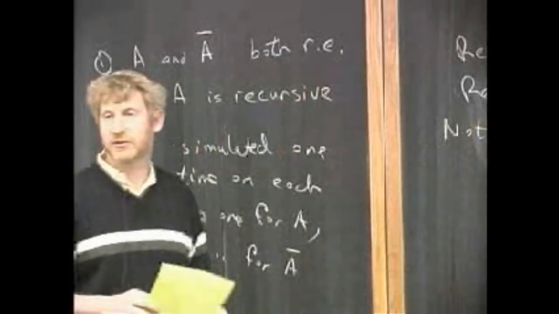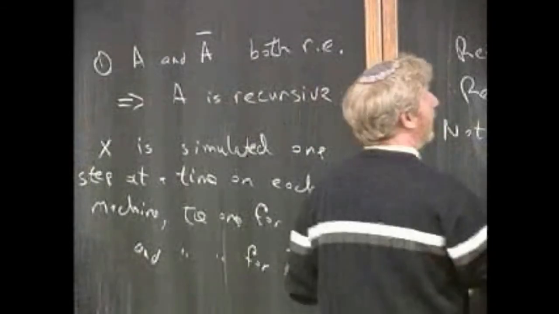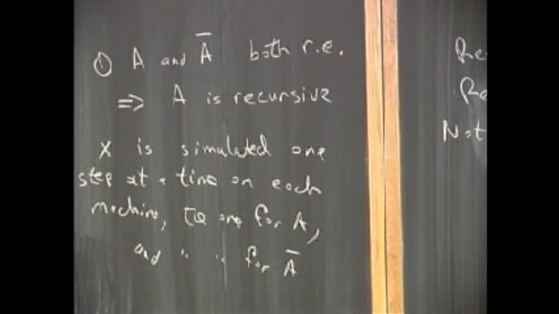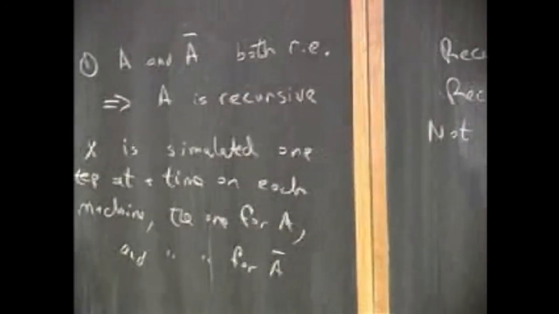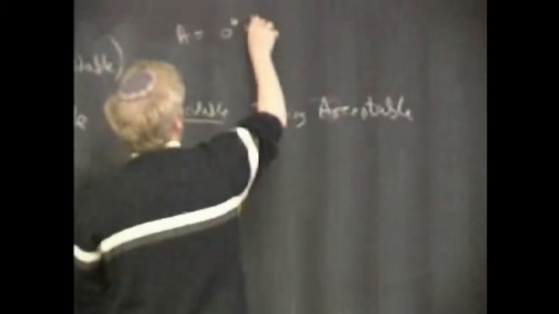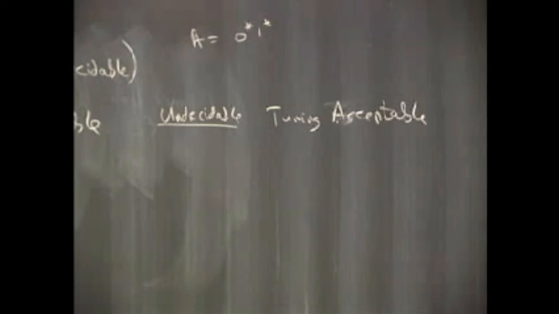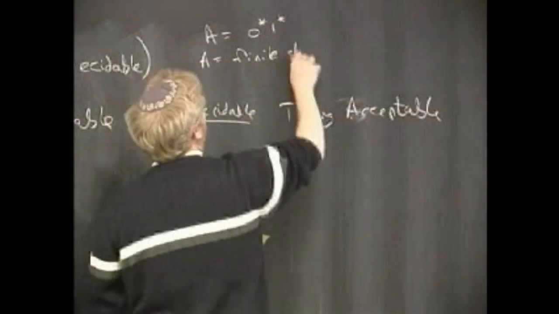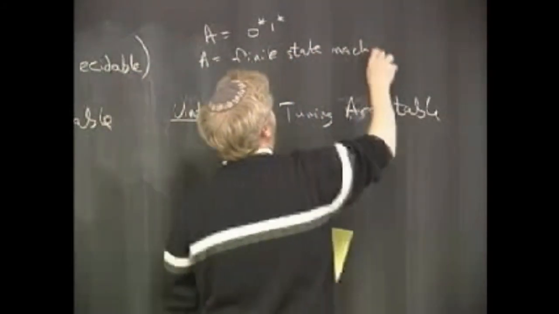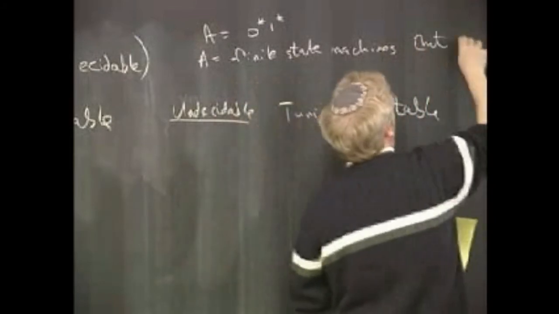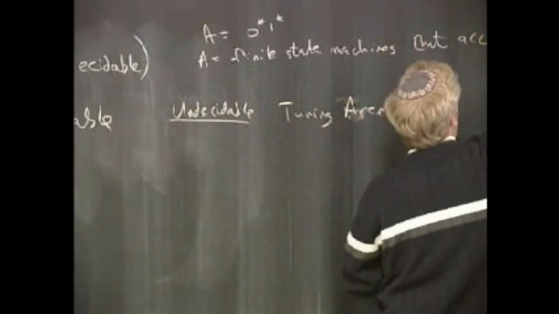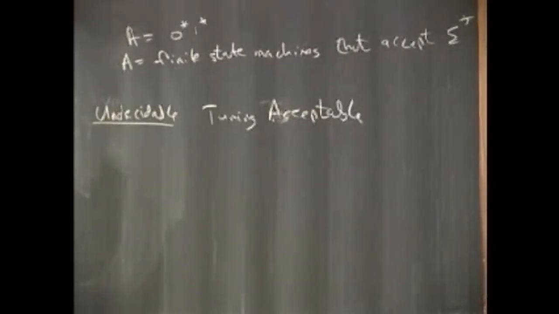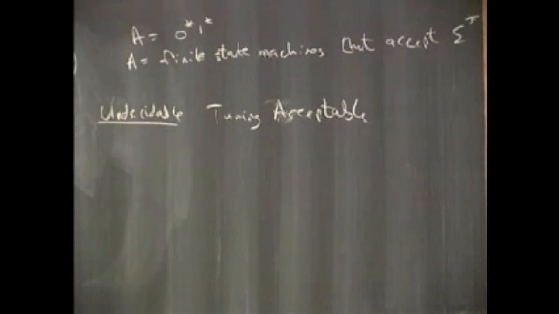Let me give you some real examples of this. All right, so examples of recursive sets. All strings that look like that, that's a recursive set. All finite state machines that accept everything. That's a harder recursive set. Takes a little longer to do, but it's completely decidable. You can read a finite state machine, minimize it, see if it equals the single state machine that accepts everything, and answer yes or no appropriately.